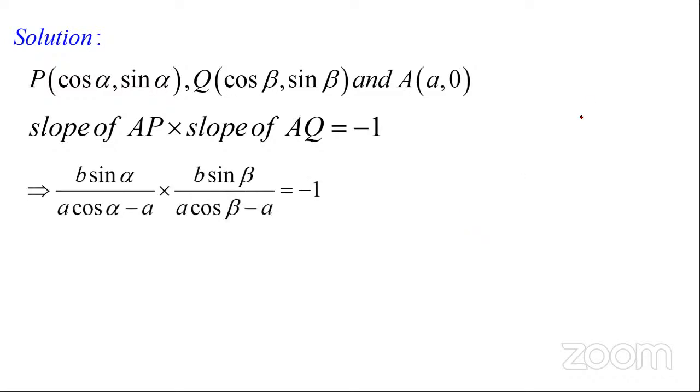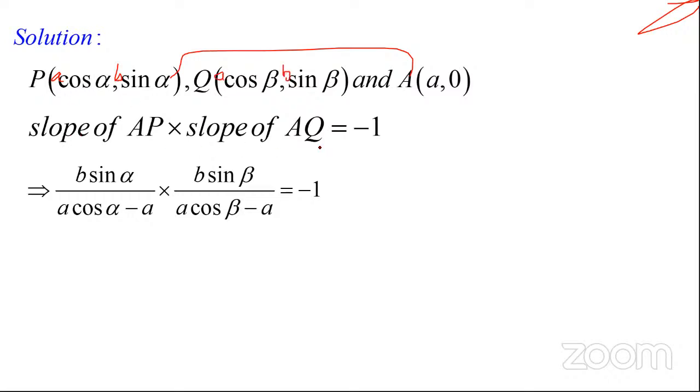Then you have to find the slope of AP. What is the slope of AP? Here, AP: this value minus this value. So this value is A at 0 minus sin B. Sorry, here the points are (a cos alpha, b sin alpha) and (a cos beta, b sin beta). So you just have to note that.